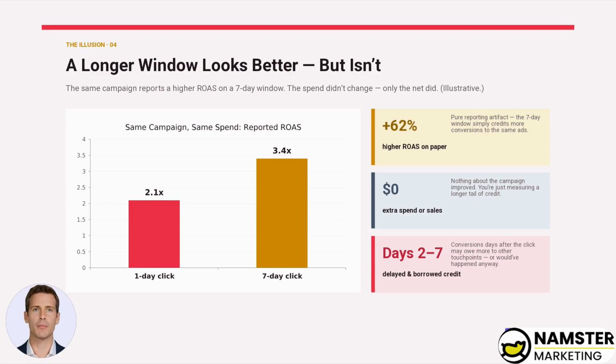Imagine the exact same campaign with the exact same spend and sales. Under a 1-day click window, the campaign might report a ROAS of 2.1. Switch to a 7-day click window and suddenly the reported ROAS rises to 3.4. Did the campaign improve? No. Did sales increase? No. The only thing that changed was the measurement period. The longer window simply captured more delayed conversions and assigned them back to the ad. This creates the illusion of stronger performance, even though nothing actually changed in the business.